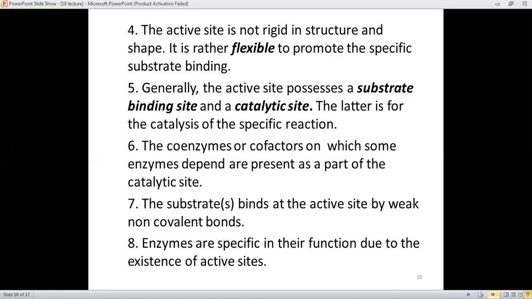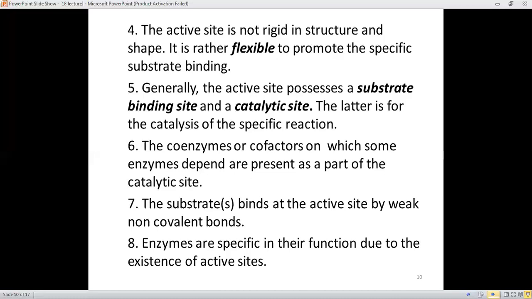And generally the active site possesses a substrate binding site and a catalytic site. The latter is for the catalysis of a specific reaction. And coenzymes or cofactors on which some enzymes depend, without the coenzyme or the cofactor, the enzyme will not show its catalytic activity. They are also present as part of the catalytic site.